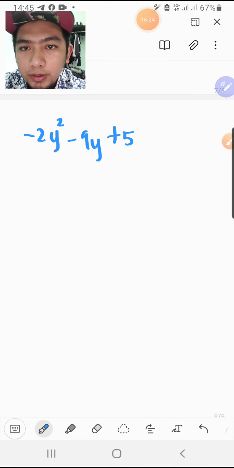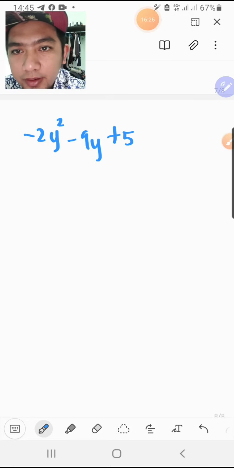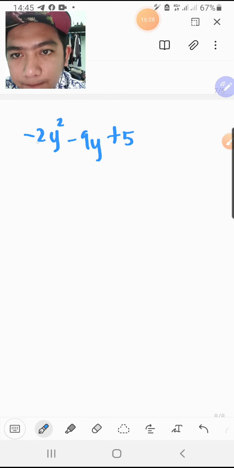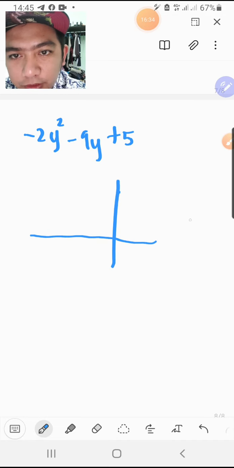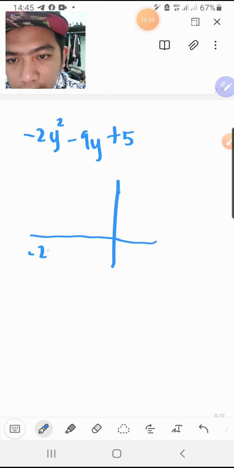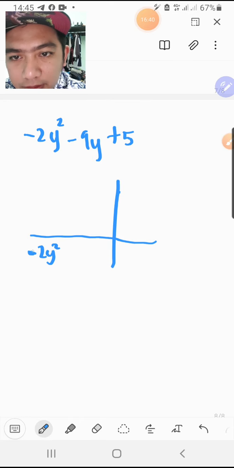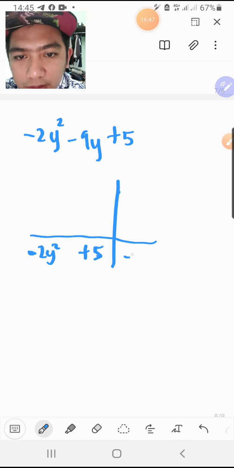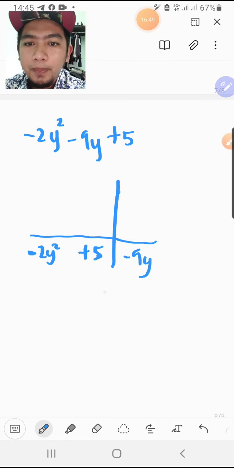Okay, now the next example is, so sekarang kita tengok number di depan ini dia negatif. So kita tengok. First, buat the partition. So, negative 2y square. Don't forget to bring the symbol, the sign, okay? And then plus 5. And last one is negative 9y.